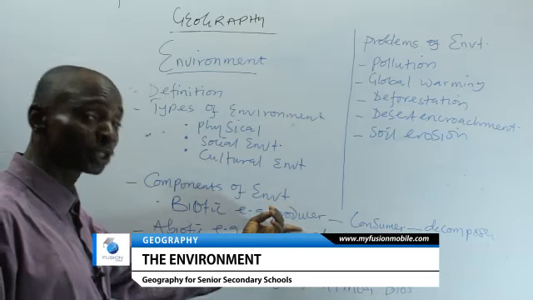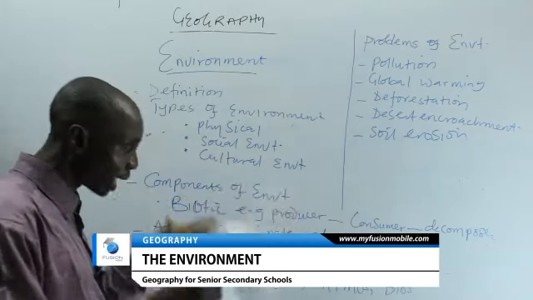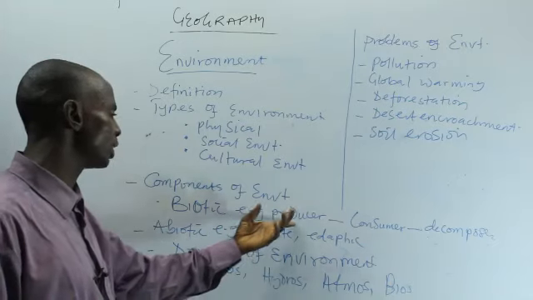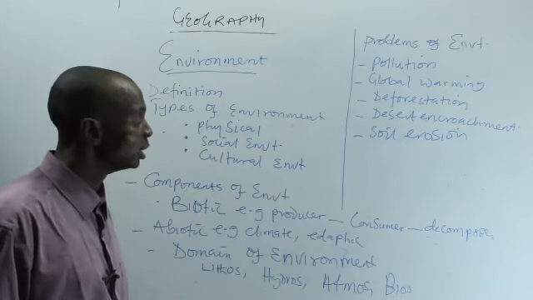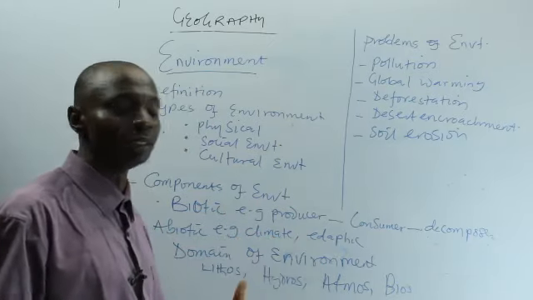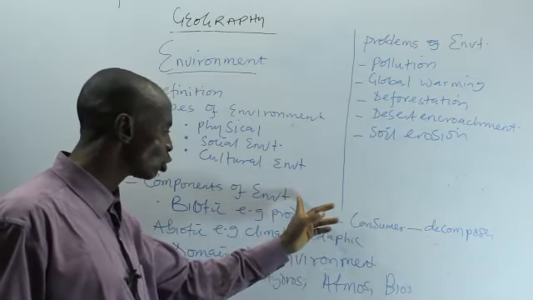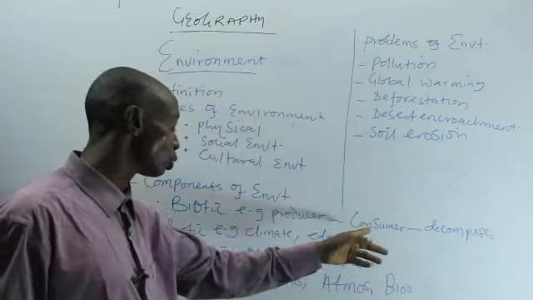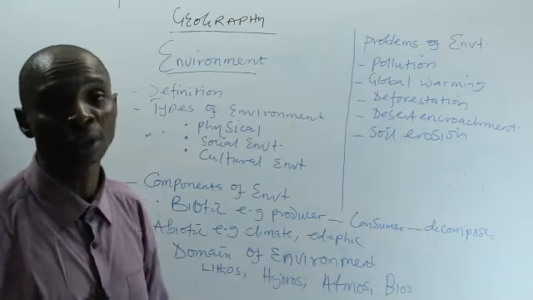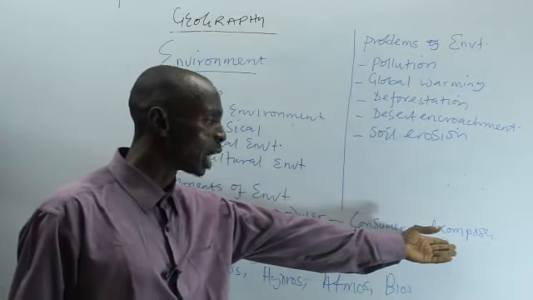We have the producer, the biotic, that is the life. We have plants that produce, manufacture food for themselves. We call them the producer. Then within the biotic component, we have consumer. These cannot produce. What they do is that they depend on the producer to consume what the producer produced. That we call the consumer. Then we have the decomposer.